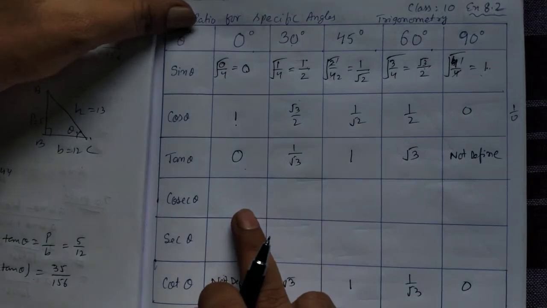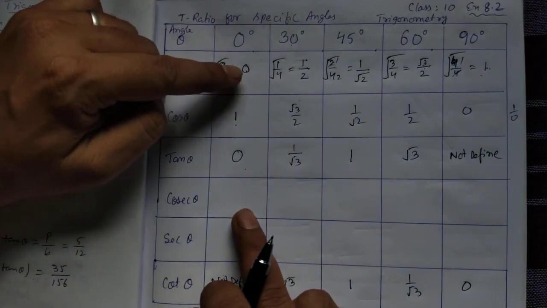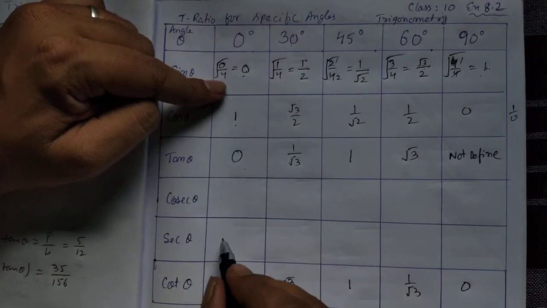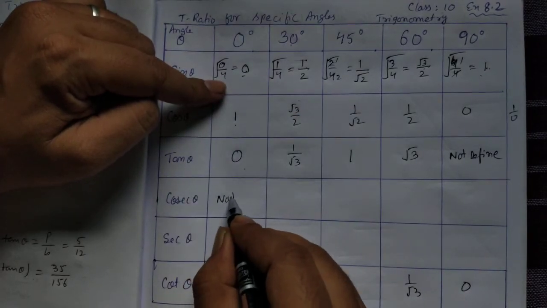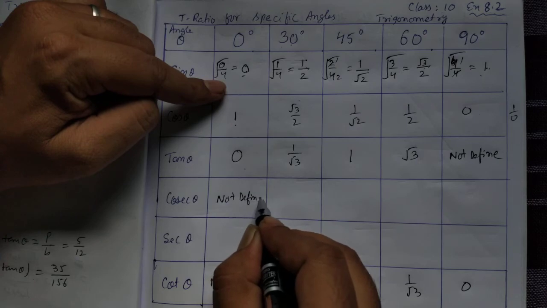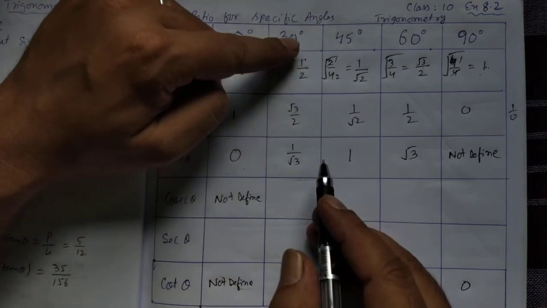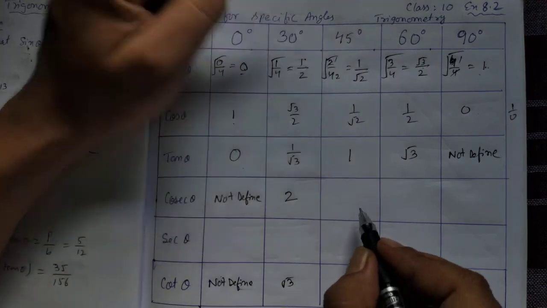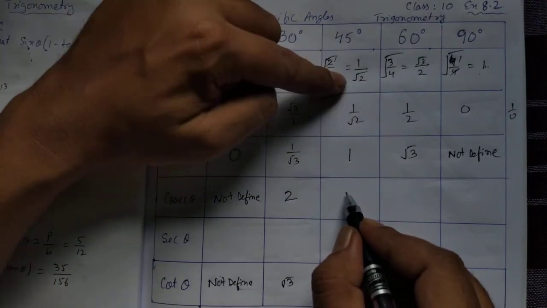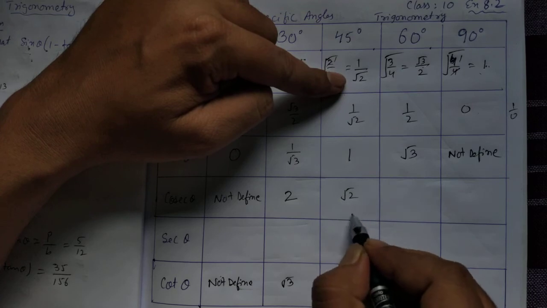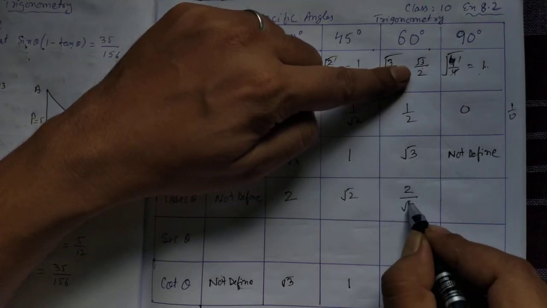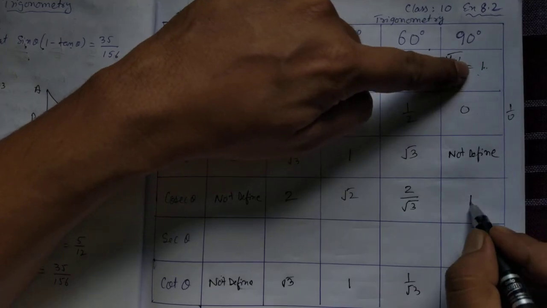But how to find cosec? Cosec is the reciprocal of sine. We have to take the reciprocal. Here no number means 1. 1 by 0 will be not defined. If I take the reciprocal of this, 1 by 2 means 2 by 1, that is only 2. If I take the reciprocal of this, root 2 by 1 will be only root 2. 1 we don't write downside. If I take the reciprocal of this, 2 by root 3. If I take the reciprocal of this, I'll get 1 only.